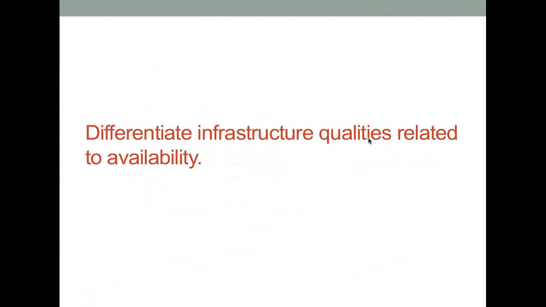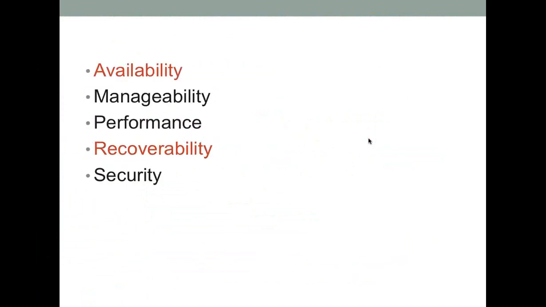The next section is differentiate infrastructure qualities related to availability. As a quick refresher, what are my qualities? The main five that we always bring up over and over with vSphere design are availability, manageability, performance, recoverability, and security. But of course we know there are far more considerations than just that. One of the major ones we always go back to is cost. How much is it going to cost me? That's potentially going to be a big factor here.